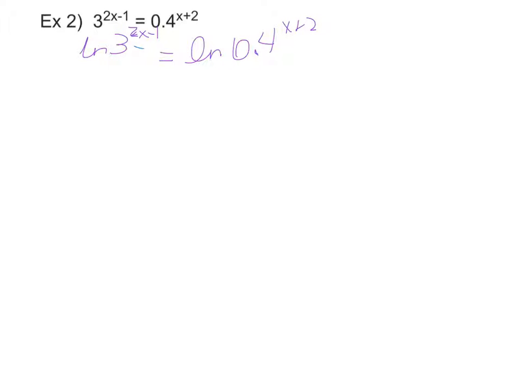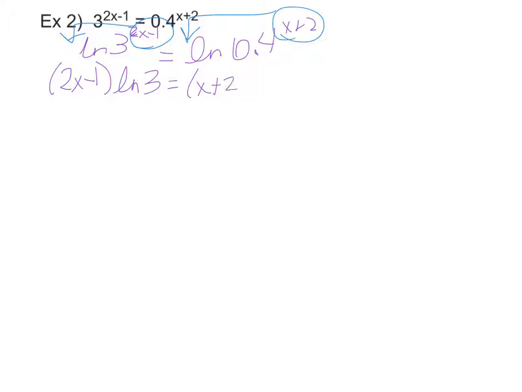And that's when we take this exponent and bring it in front. Now the deal with this exponent is the fact that it's a binomial. So whenever I put this exponent in front, we need to put parentheses around it. So I have 2x minus 1 times the natural log of 3 is equal to x plus 2 times the natural log of 0.4. Now the kicker to this problem is the fact that you have an x in those parentheses.